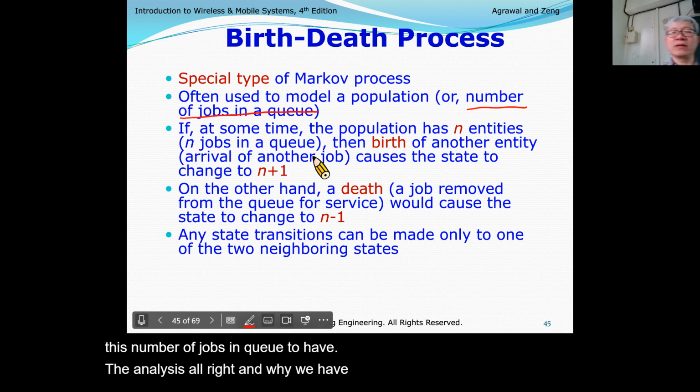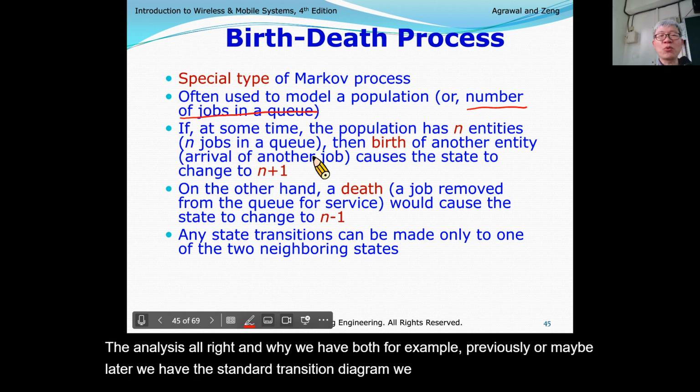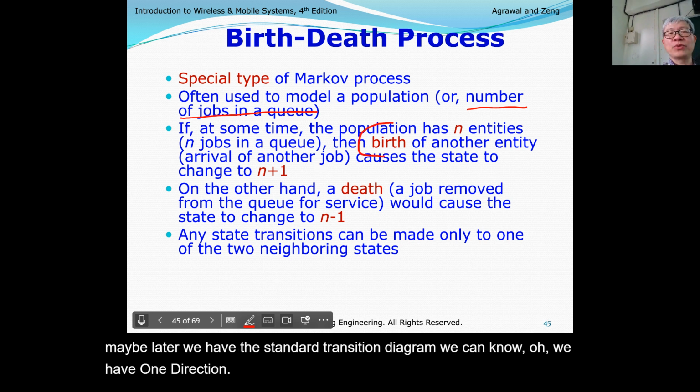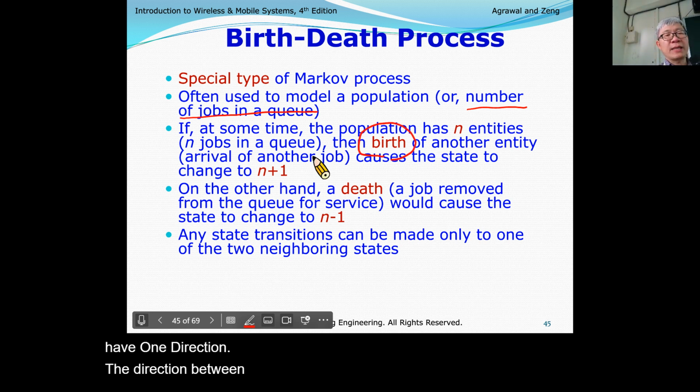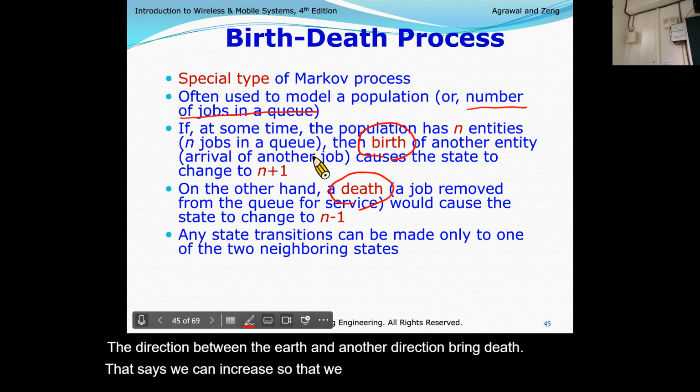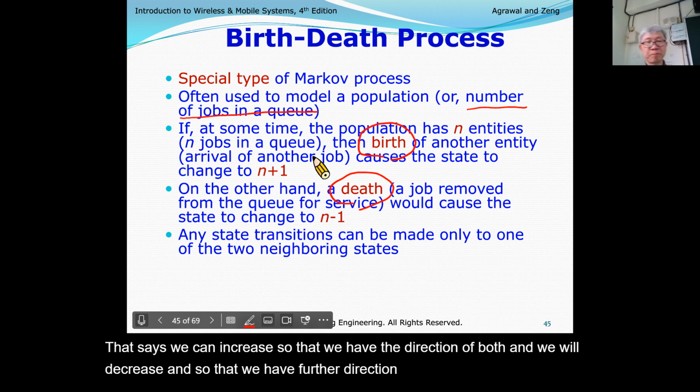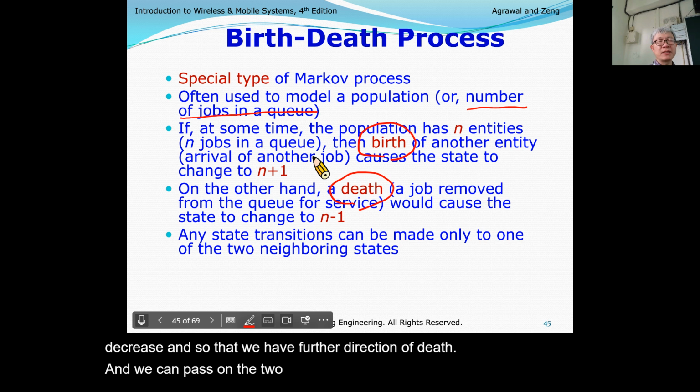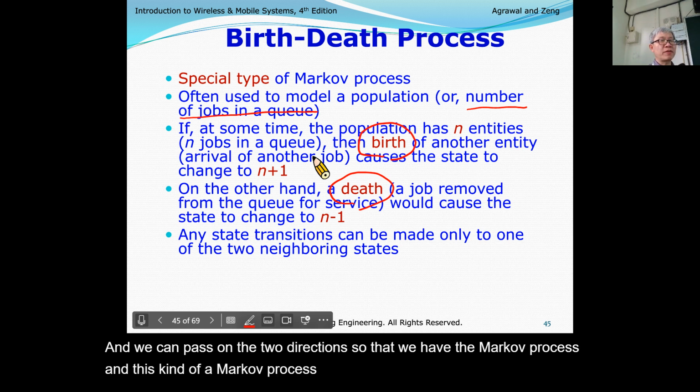And why do we have both? For example, in the state transition diagram, we can directly know we have one direction that brings the birth, and another direction that brings death. That means we can increase, so we have the direction of birth, and we will decrease, so we have the direction of death. And we can pass on the two directions so that we have the Markov process, and this kind of Markov process we call the birth-death process.